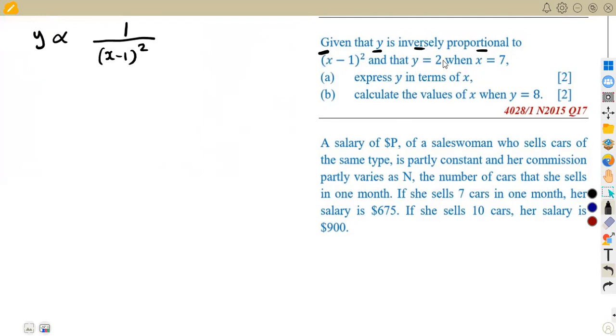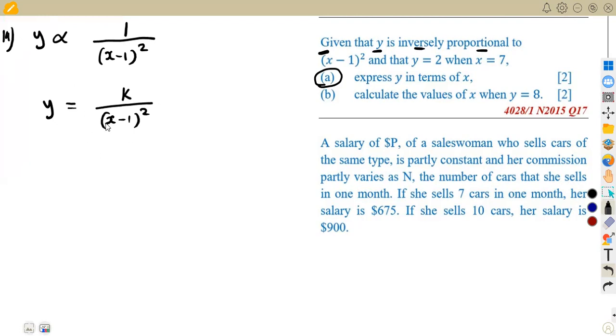Given that y is equal to 2 and x is equal to 7. The first part of the question was to express y in terms of x, not with a constant, but y in terms of x only. So we are supposed to calculate the value of the constant first. So y is equal to the constant on top, so it's constant over x minus 1 squared.